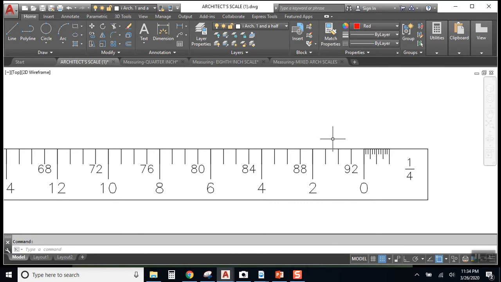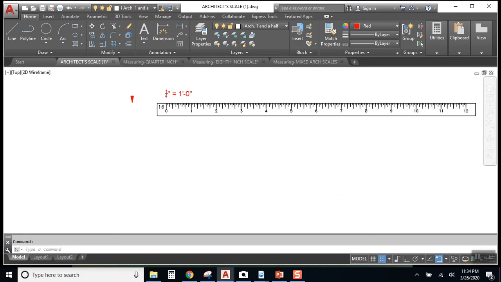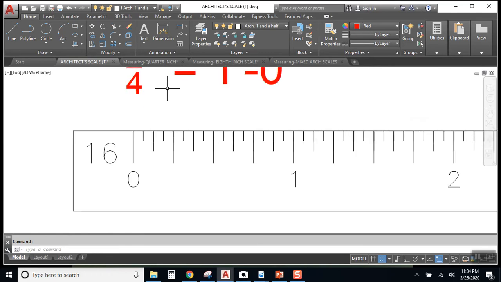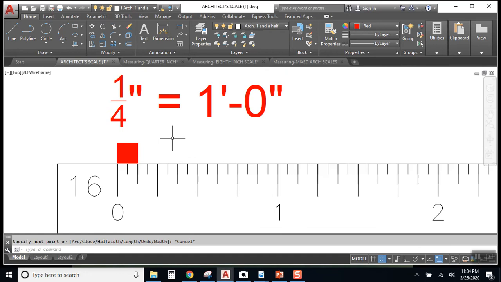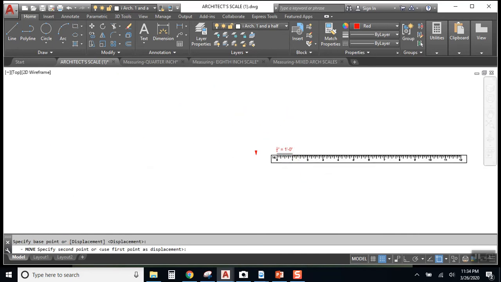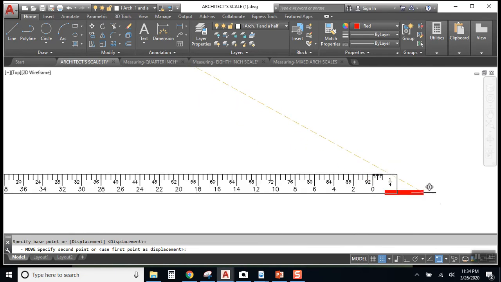So if we go back to our regular ruler, I'm going to draw a line, and I'm going to make that line 1/4 inch long. Right? And we said 1/4 inch equals a foot. So then a 1 inch line would equal 4 feet, right? Well, let's take this line from up here, and let's move it down to our 1/4 inch scale.